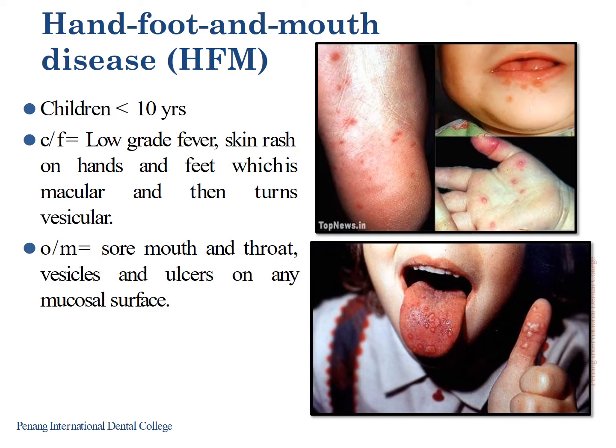Hand, foot, and mouth disease is generally seen in younger children, generally children below the age of 10. There is low-grade fever, and a skin rash on the hands and feet, which is macular and then turns vesicular. In the oral cavity, the manifestations would be sore mouth and throat, and vesicles and ulcers on any of the mucosal surfaces.